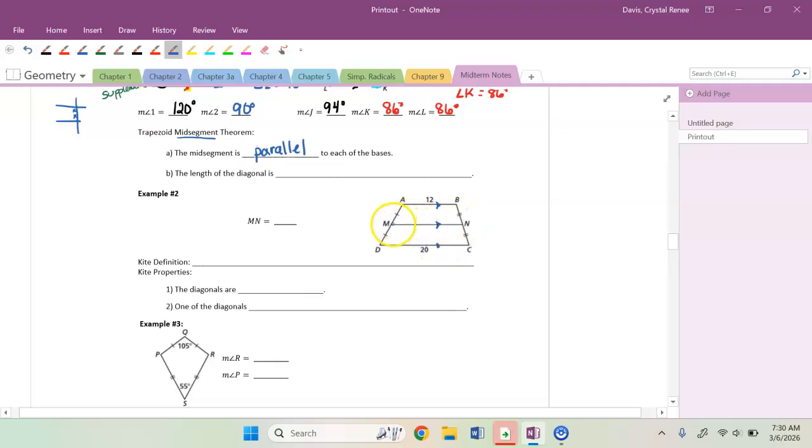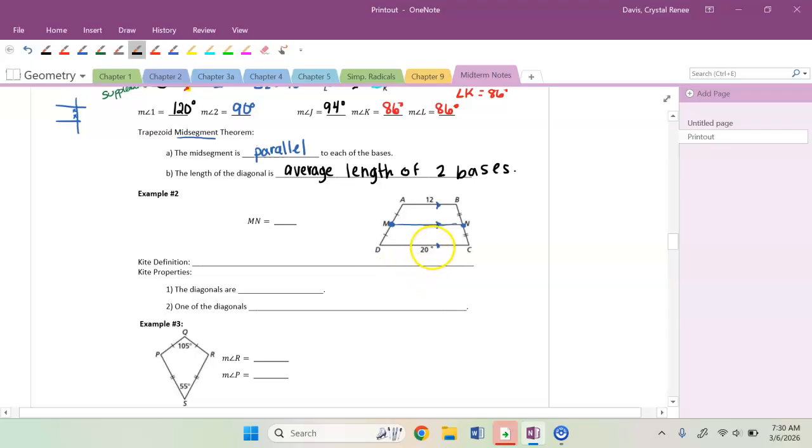And remember, the mid-segment is found by finding the midpoint of AD and the midpoint of BC and then connecting those two. The length of the mid-segment will be the average length of the two bases.